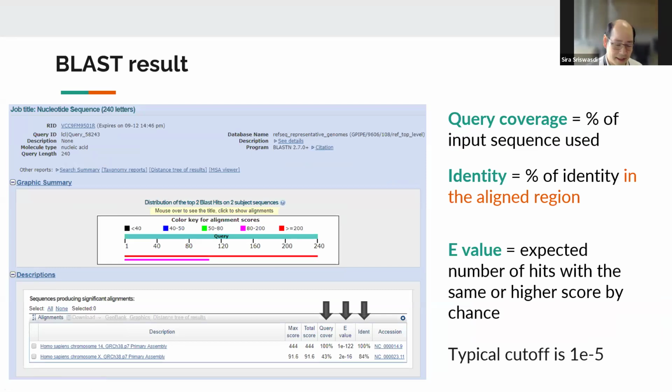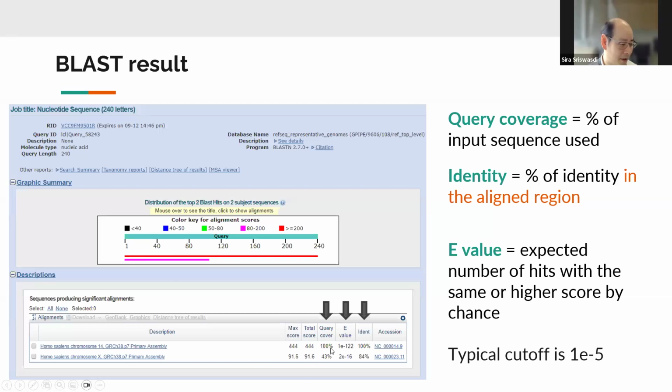So when you look at the BLAST result, there are three numbers that are very important. I highlight them with arrows here. The first one is query coverage. So let's say you put in a sequence of length 100 nucleotides. Query coverage will tell you what percentage of your input sequence is part of the alignment. If you look at the color bar here, the red bar represents the first hit. The purple bar represents the second hit. And you will see that the first bar has a much larger score.